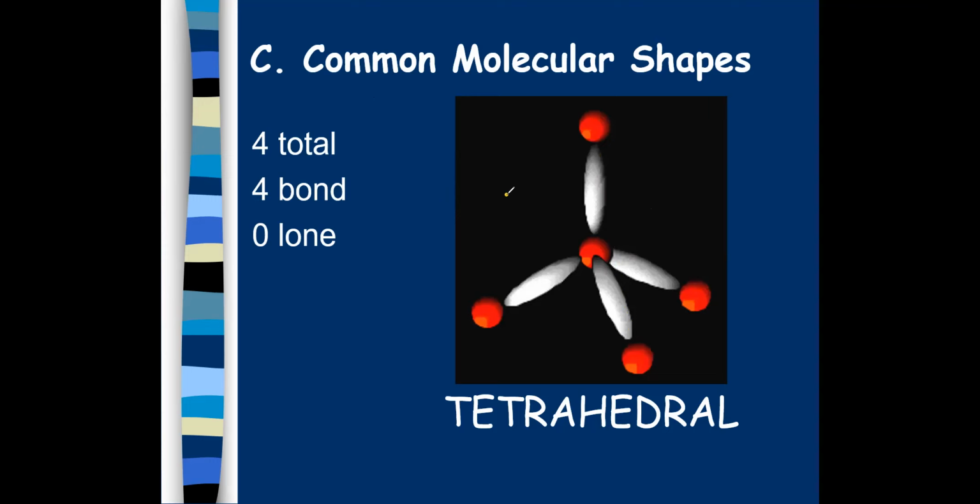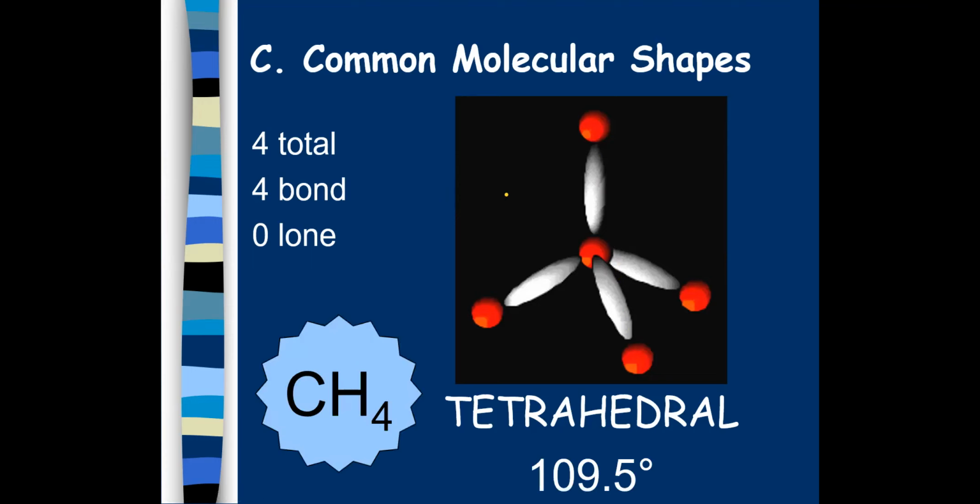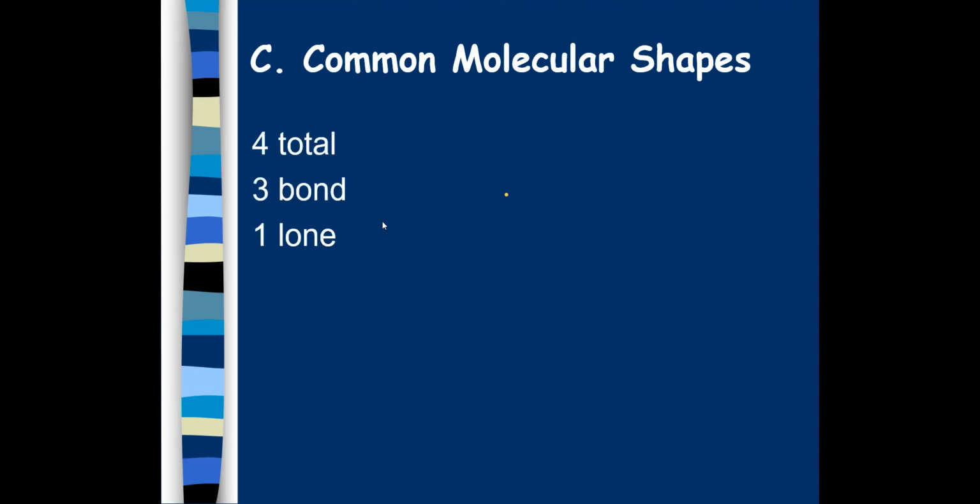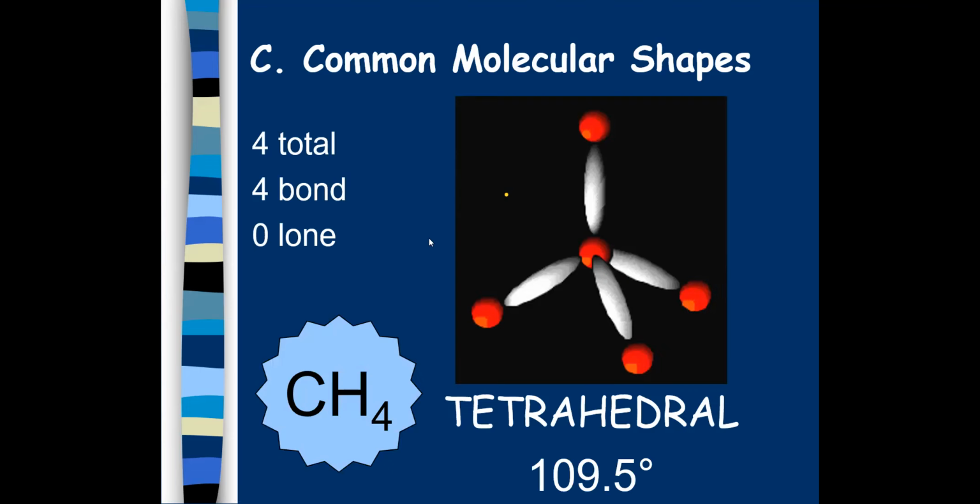The next one that we have is an example. The angle, like I said, is 109.5. And here's an example, CH4, which is called methane. Now, if you think about it, the carbon would be in the middle, right here. And the hydrogens would be outside. All right, so let's clear that and go next.